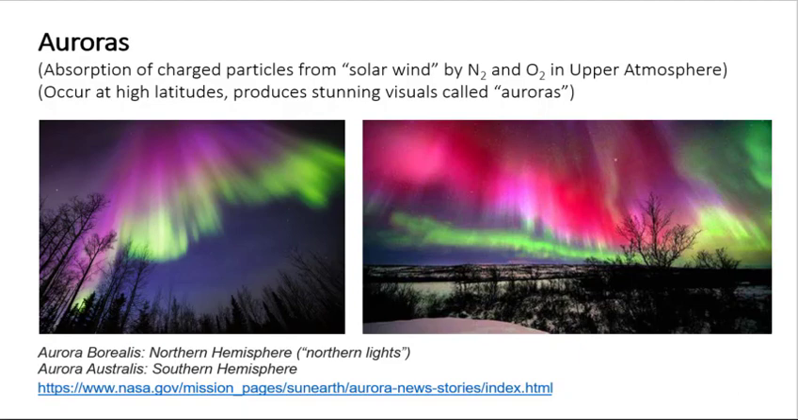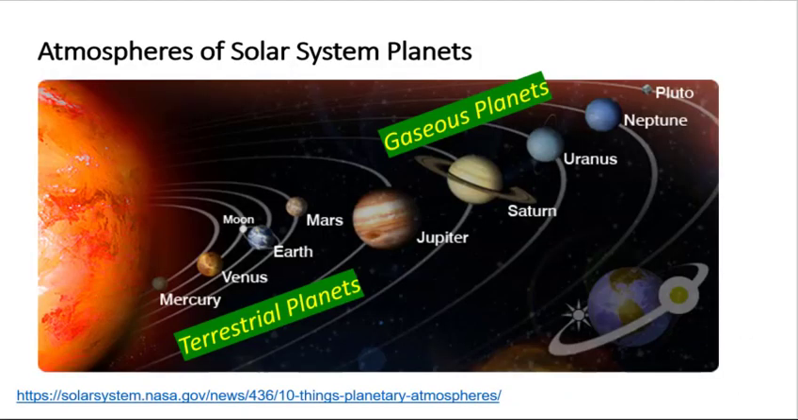The nitrogen and oxygen in the air absorb energy associated with these downward propagating particles. This energy is then re-emitted by nitrogen and oxygen as purple-greenish light. In high latitudes in the northern hemisphere, this is called aurora borealis, or the northern lights. At high latitudes in the southern hemisphere, this is called aurora australis.